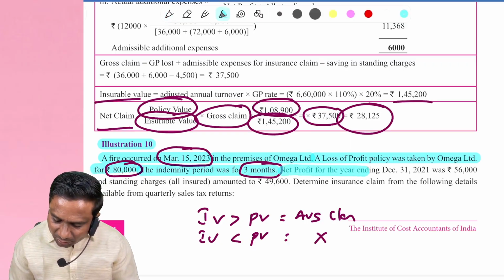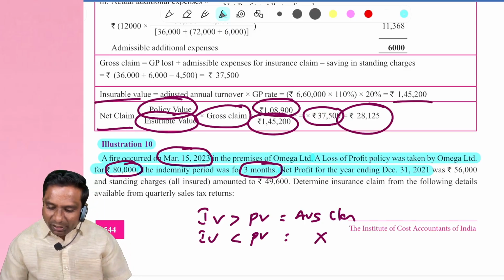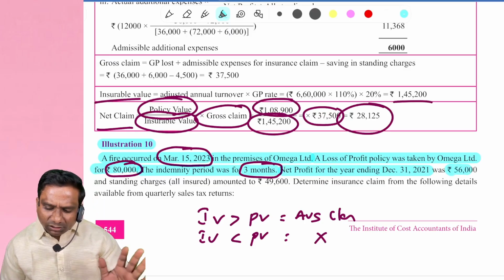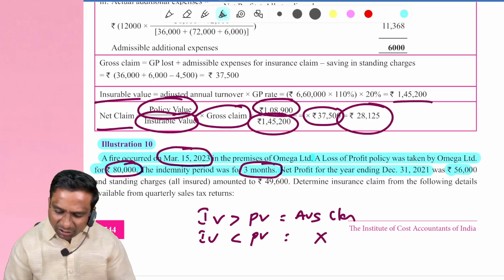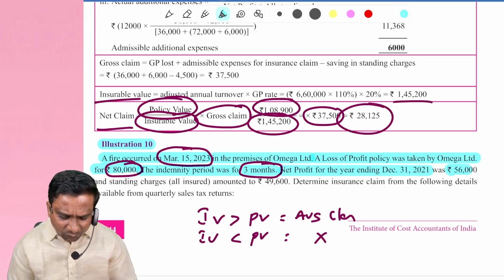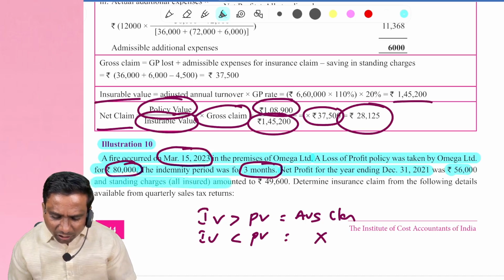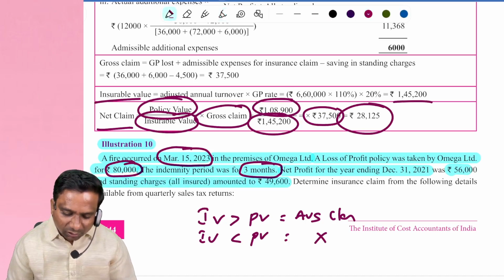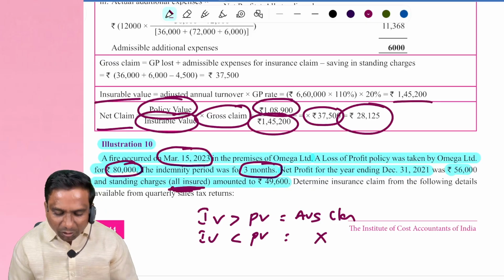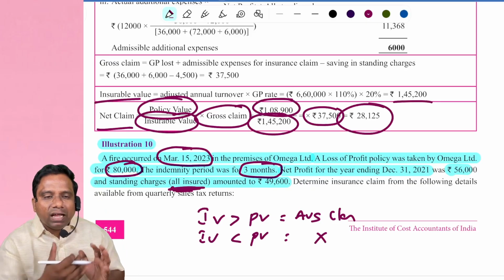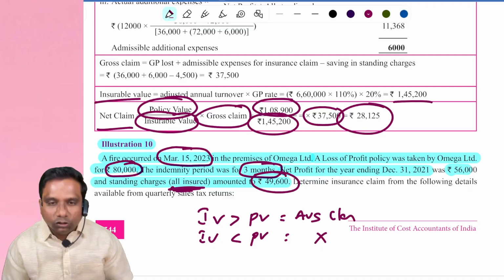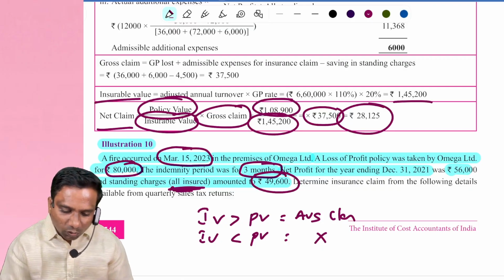Net profit for the year ended 31st March 2021 was 56,000. What is this 31st March 2021? Previous year data. Yes, sir. And standing charges, all insured, amount to 49,600. All insured means whatever standing charges we have in our business, all of those are insured. Okay, sir. Fine.